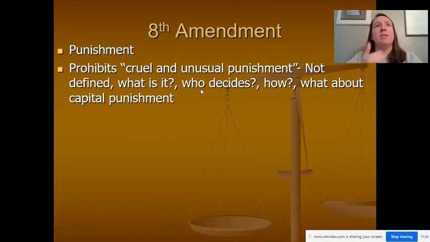So take the death penalty. Some people say, oh my gosh, that's so cruel. You're killing someone. Where other people say, that ain't cruel. The person killed someone, it's pretty equal. I think it's great. Keep it. And you kind of go back and forth.